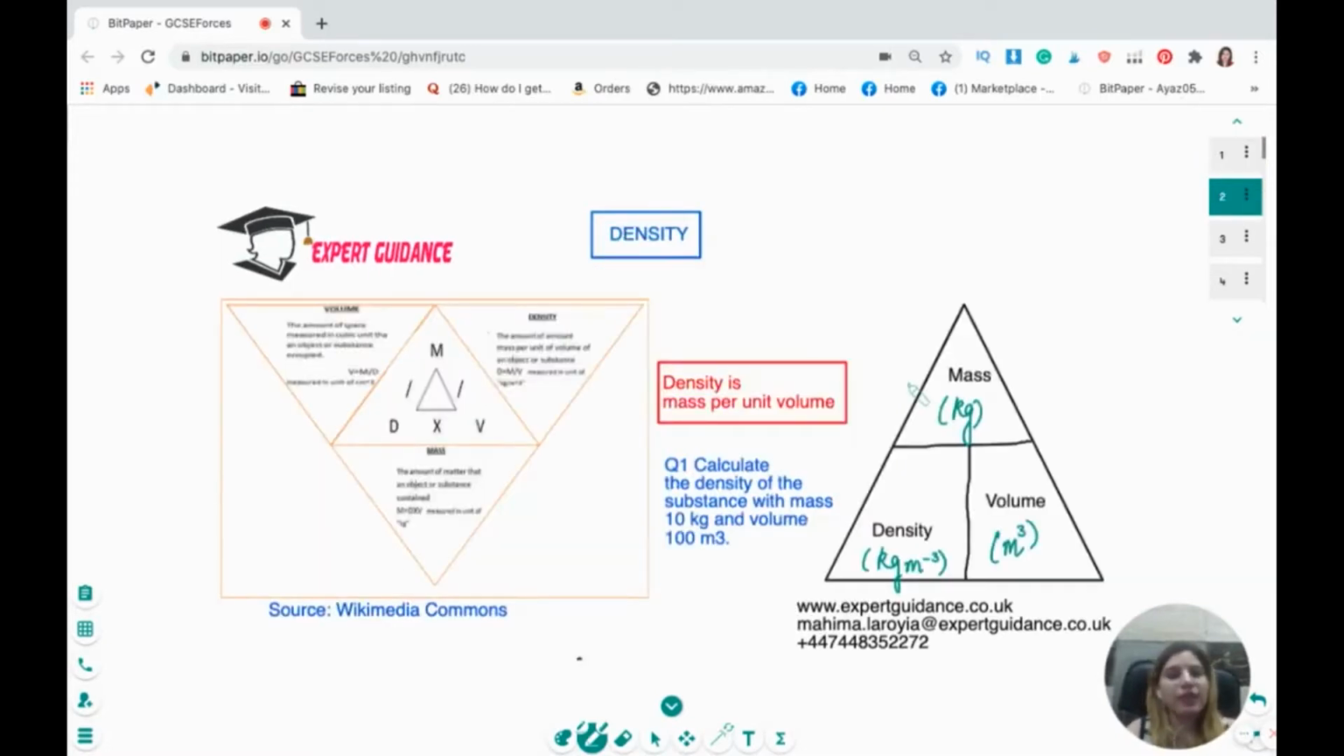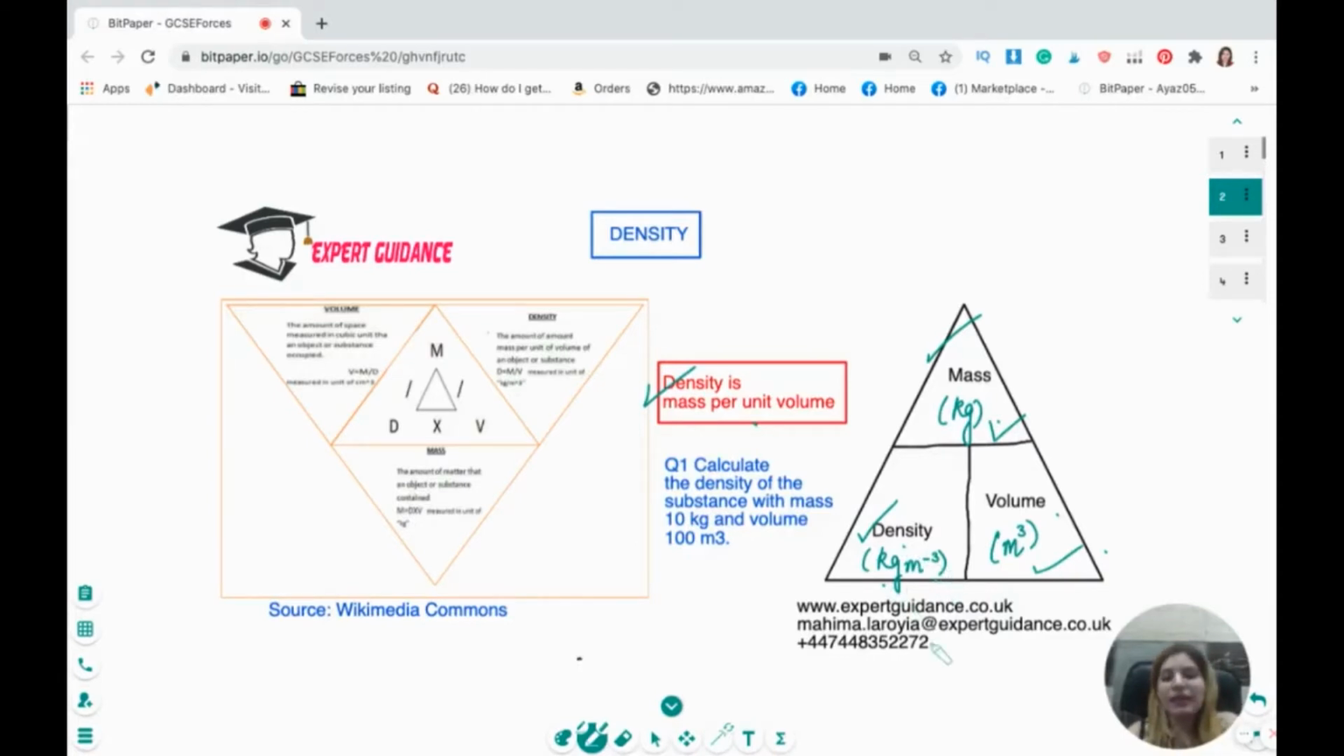So let's begin. Now, the first thing that you should know is what is the density of a material. Density is defined as mass per unit volume. If I put this in the form of a triangle, density is measured as mass over volume. You need to be very careful in physics with the units. Mass is measured in kilograms and volume is in meters cubed, so density will be kilograms per meter cubed.